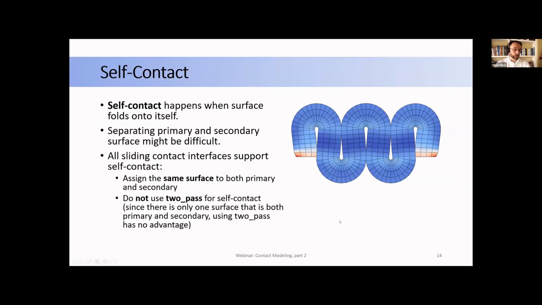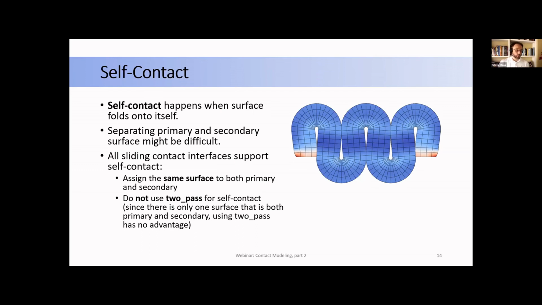Okay, next up is self-contact. Self-contact happens when a surface basically folds onto itself. In principle, there isn't really any complication here, because you can still set up a primary and secondary surface and use the contact algorithms as you would ordinarily use them. But you can imagine that when the geometry gets complicated, it might not be easy to identify the primary and secondary surface. Fortunately, all the sliding contact interfaces support self-contact, and it's very easy to set that up. You just have to assign the same surface to both the primary and the secondary surface.